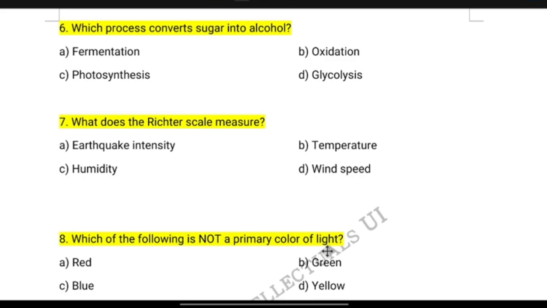6. Which process converts sugar into alcohol? Correct answer is A. Fermentation. Explanation. Fermentation is the process that converts sugar into alcohol. 7. What does the Richter scale measure? Correct answer is A. Earthquake intensity. Explanation. The Richter scale is used to measure the intensity of earthquakes.